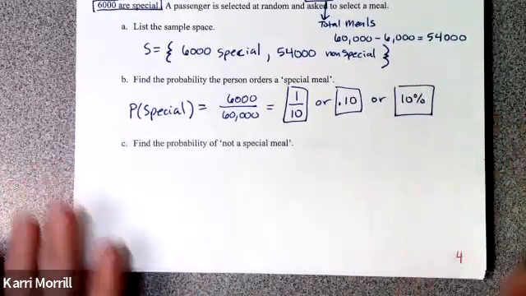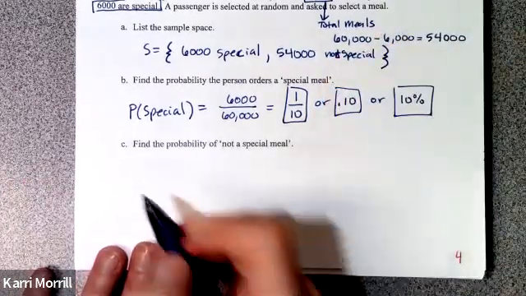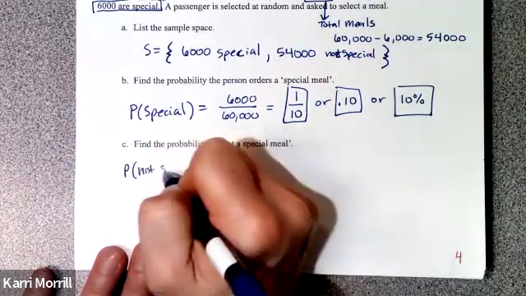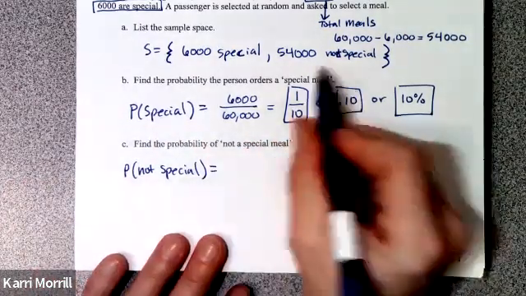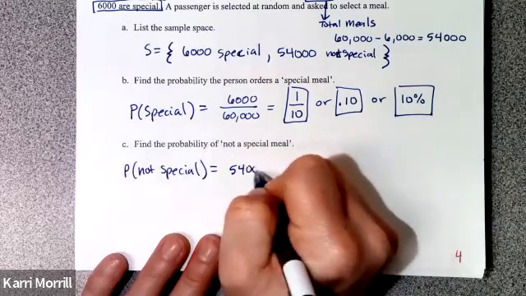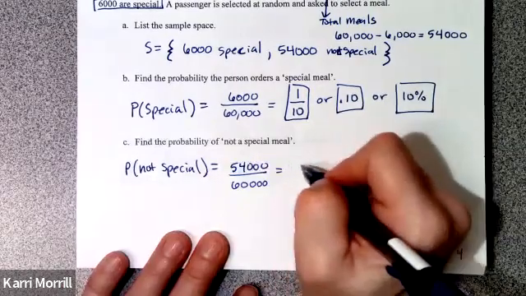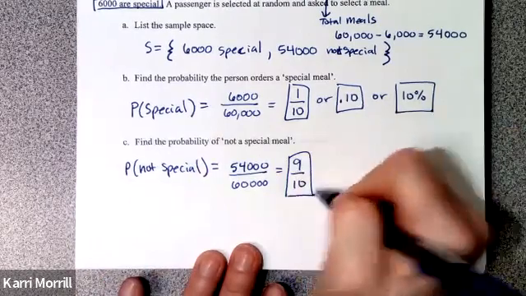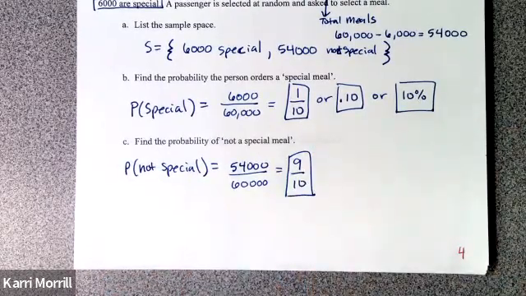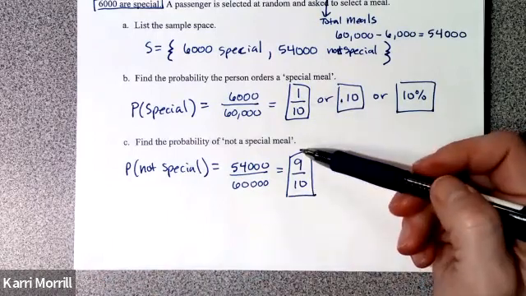Find the probability of not special. So I put non-special. I guess I could have put not special. So a regular meal of sorts, something that doesn't have a restriction. I know there are 54,000 of those out of the 60,000. So we would just reduce that, and that would be 9 out of 10. So 9 out of 10 meals don't have a restriction, and 1 does. So go back to those probabilities. One way that you can check that you got the right things is, remember, these two things should add up and equal 1, which they do.